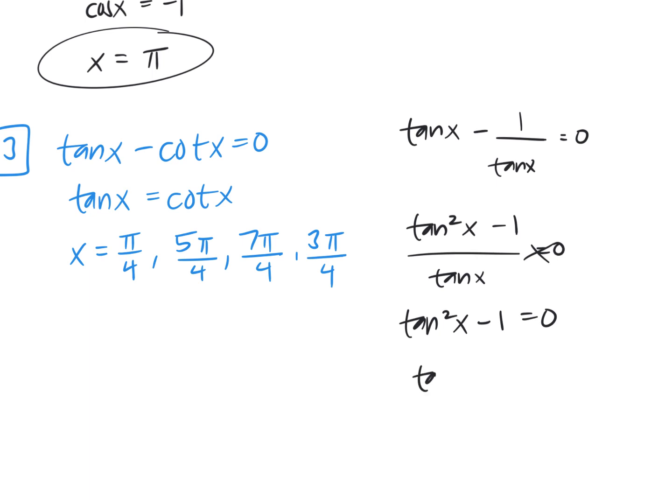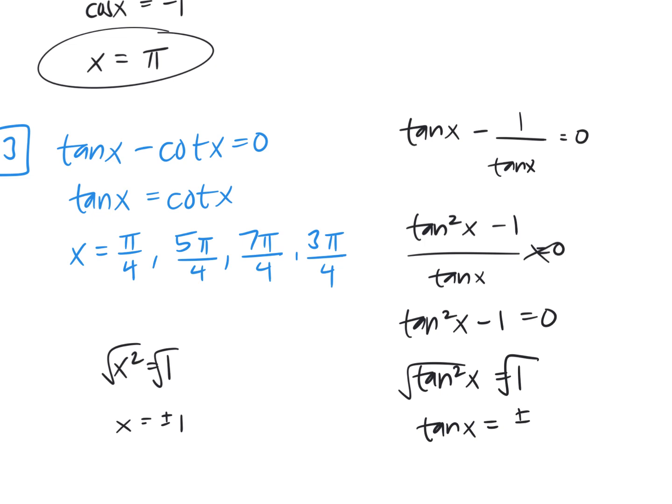Add the 1 over, tangent x squared is equal to 1. And then if I want to get rid of a squared term, like if I was solving the equation x squared equals 1, what would my answers be? Square root, so I get plus or minus 1, right? So if I square root, I'm going to get tangent of x is equal to plus or minus 1.